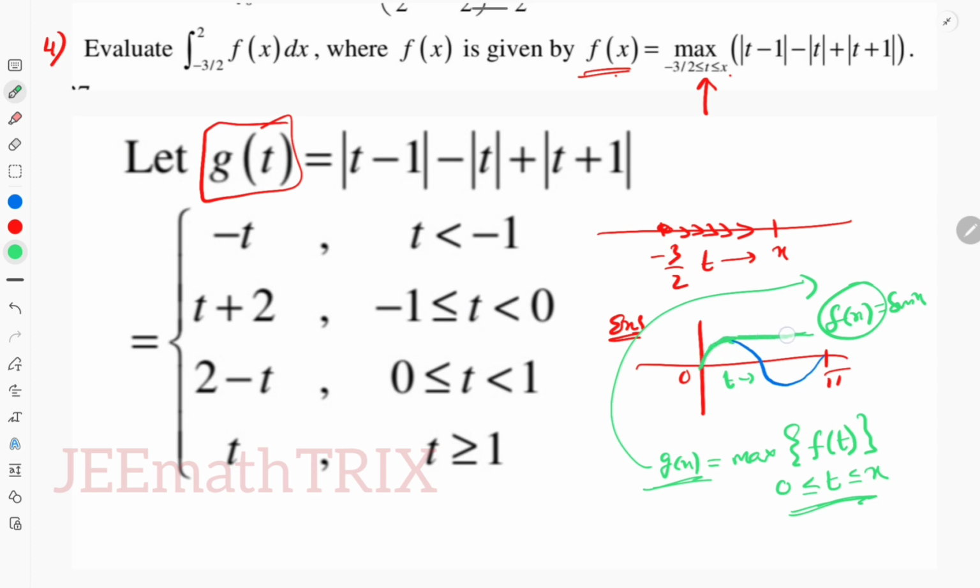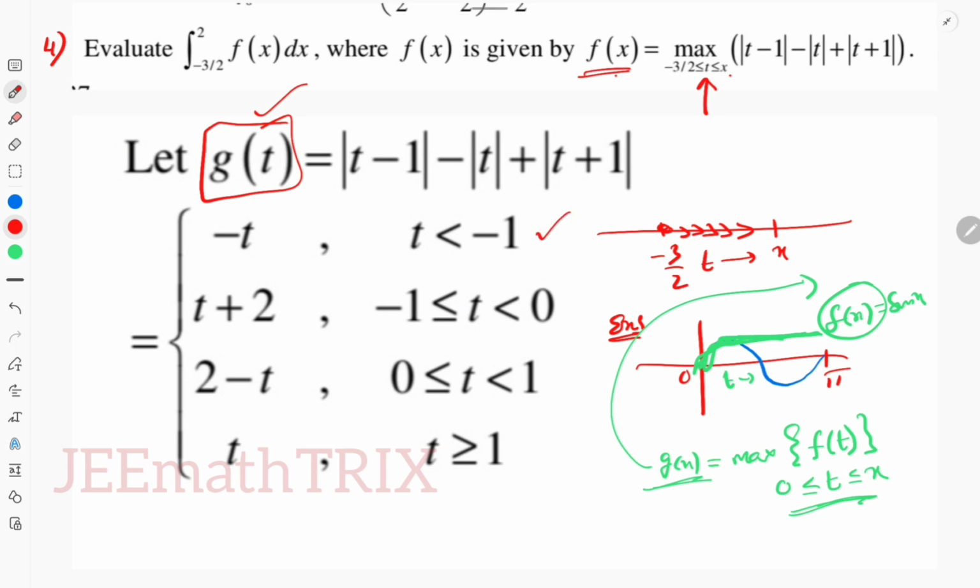So the graph of g will be this green colored part. So this is the meaning of a maximum of a given function. So let us name this g of t as modulus of t minus 1 minus modulus of t plus modulus of t plus 1.